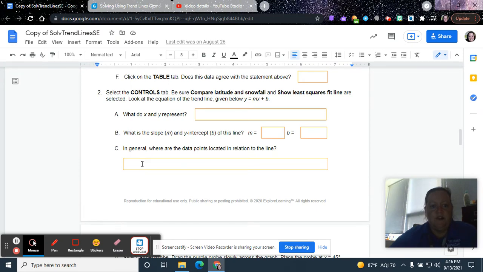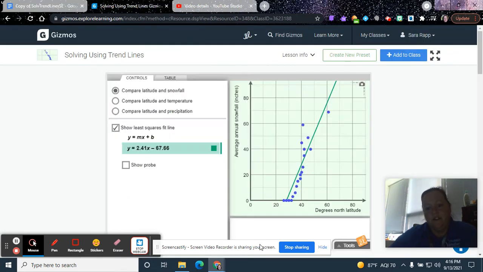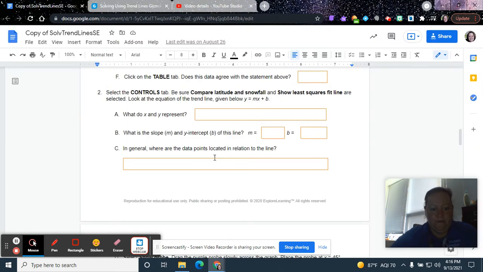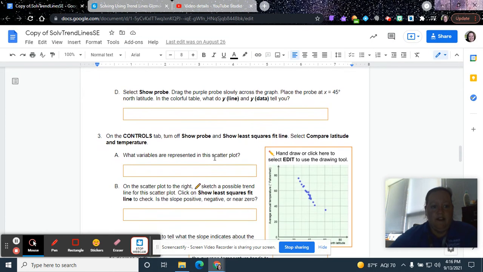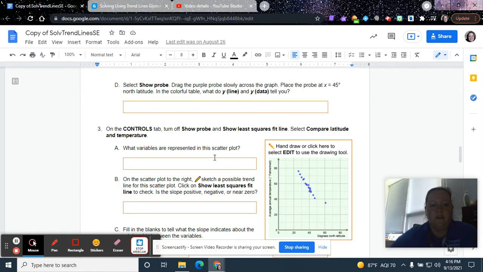And then, in general, where are the data points located in relation to the line? Are the points above it? Are they below it? Are they right on it? So you get to answer how you feel that is. And then next it says, select show probe, drag the purple probe slowly across the graph, place it at 45 degrees north latitude. In the colorful table, what do the Y line and Y data tell you?